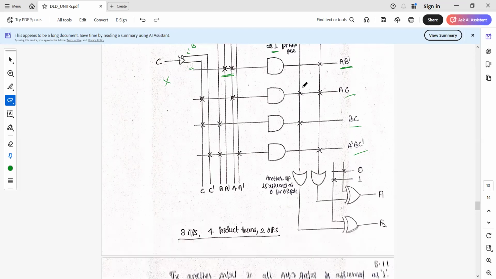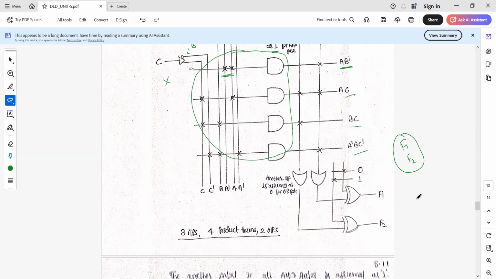Now, the second part, after this programmable AND array, is the programmable OR array. Since we have 2 functions here, F1 and F2, we require 2 OR gates. Again, it is programmable, so the same logic array concept is used. One is going to represent the function F1, another the function F2. That connection is done with the help of OR gates.